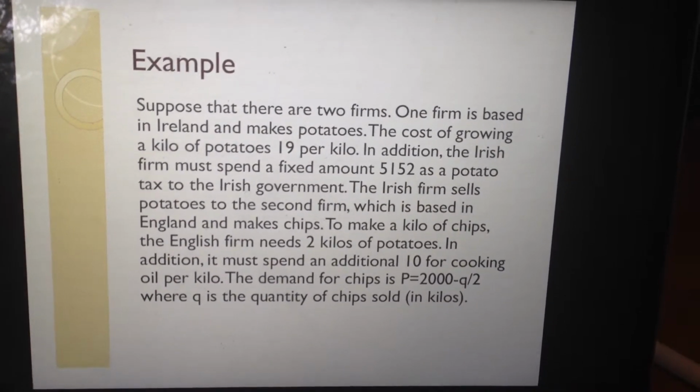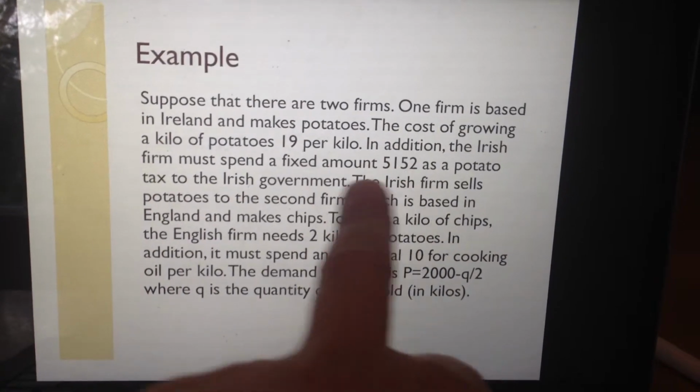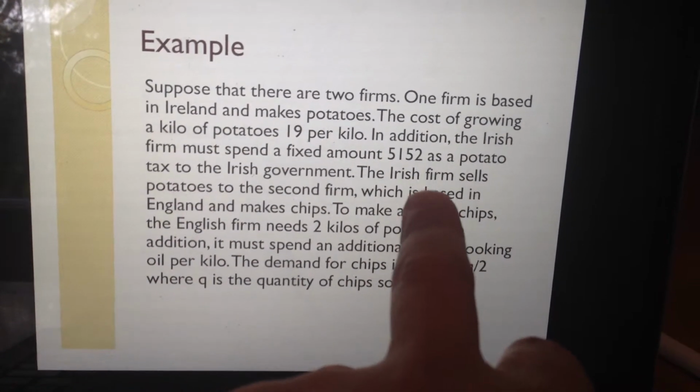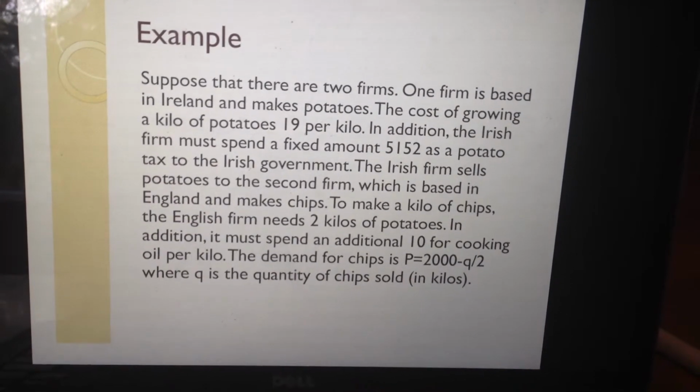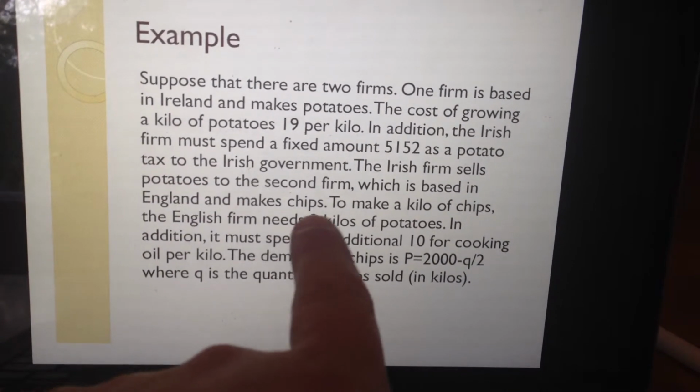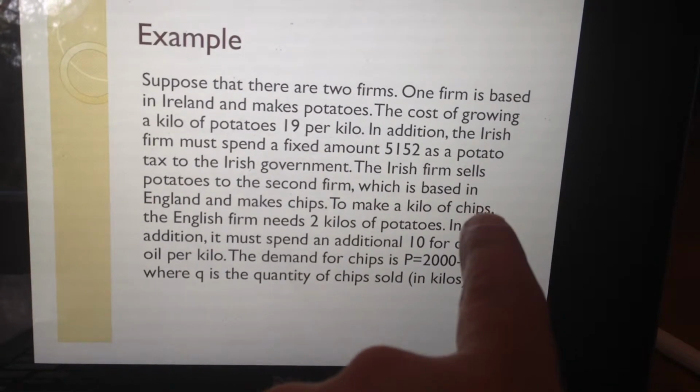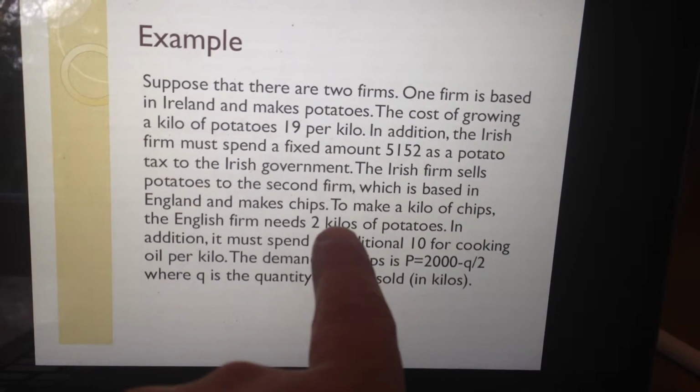In addition, you've got to spend a fixed cost of 51.52 as a potato tax. Anyway, you can also think about that as the proprietary good cost. So the Irish firm sells these to a firm located in the UK. They use them to make chips. If you want to make 1 kilo of chips, you need 2 kilos of potatoes.